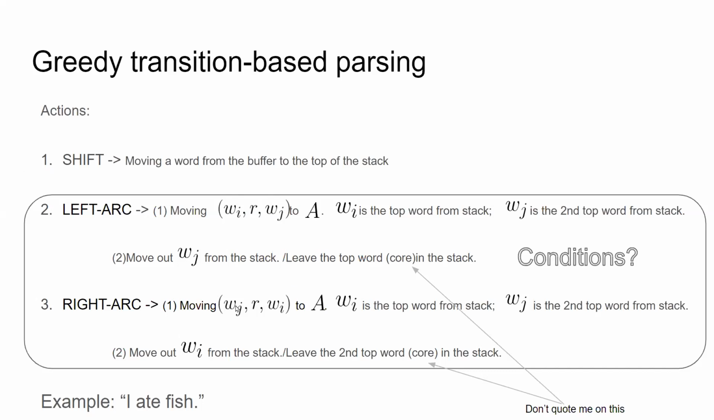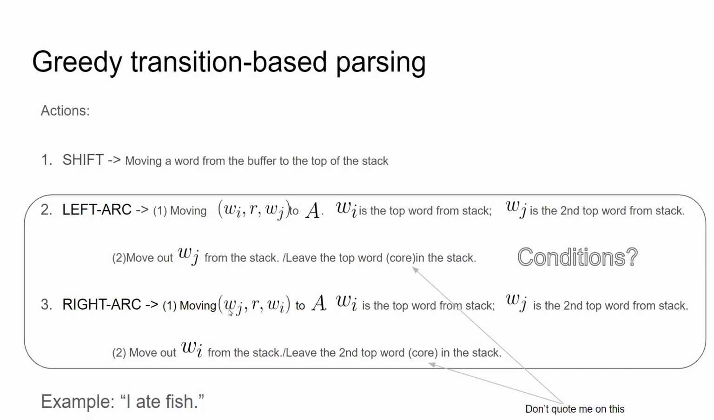After understanding the left arc, the right arc will sound quite familiar to you. So the first step of the right arc action, again, is to add a triple showing the dependency relation to the set of the dependency arcs. So again, in this triple, WI means the top word from the stack, and it is the dependent of WJ, which is the second top word in the stack.